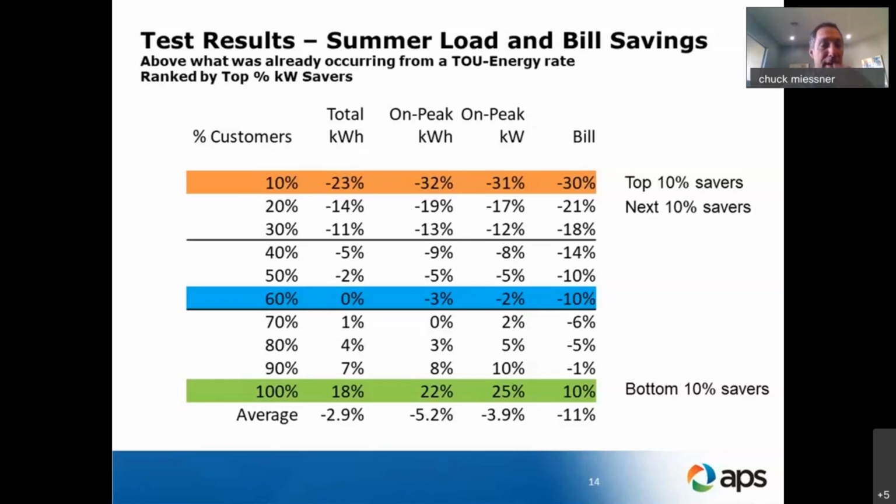On the bottom end, going down to the green, we had our bottom 10% savers who didn't save at all. They actually paid 10% more on their bill, and increased their on-peak kW by 25%, even though they're on a demand rate. So you're going to get some of those. You have to work with them, maybe get them off the program, but you are going to get some of those customers.